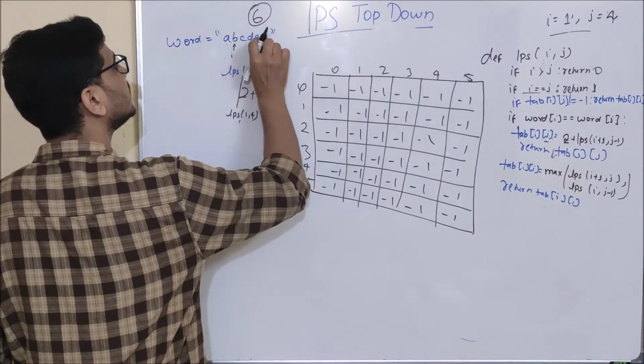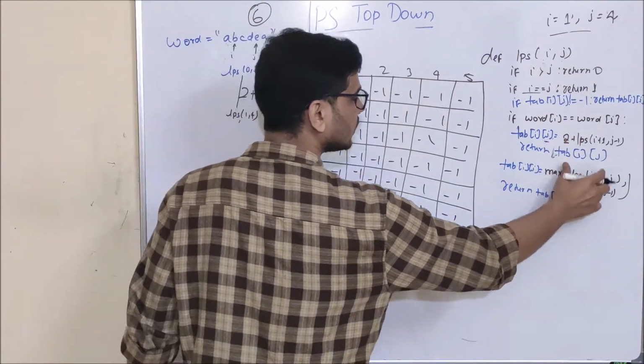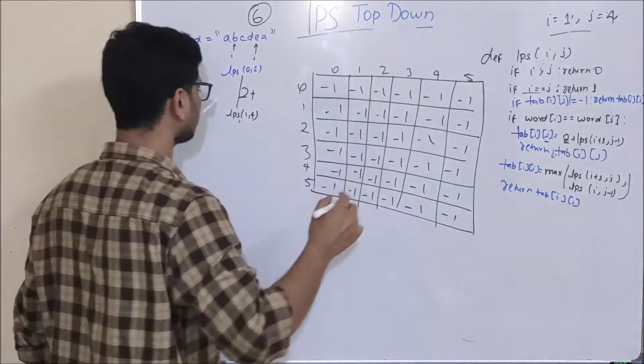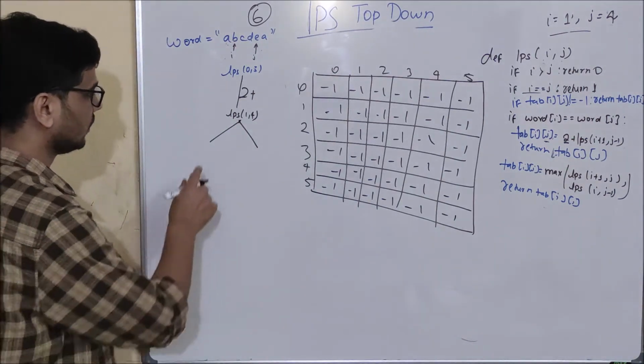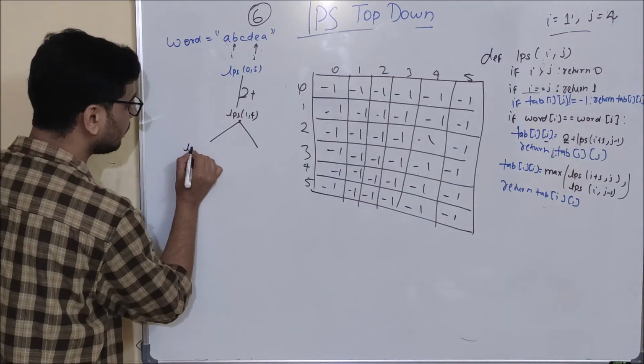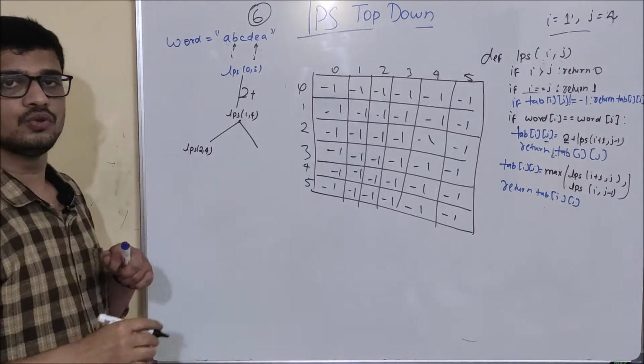So the character here is B and the character here is E. So they are not equal, and control will come to this one. So what will it do? It will make two calls. First it will make LPS of 2 comma 4 and LPS of 2 comma 4.